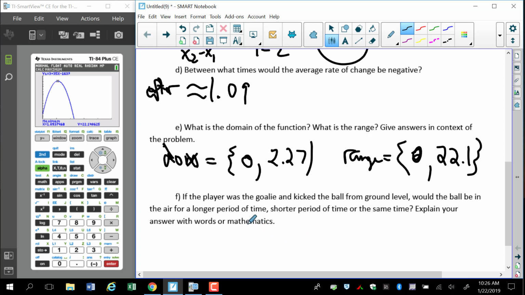If you kicked it from ground level, how would it change? Well, overall, we don't have to go back and recalculate this. What you would know, if you kicked it from the ground level, it's not going to be in the air as long, and it's also not going to reach the maximum peak. This whole graph is going to be shifted down about 3 feet. So its maximum height, instead of 22.1, would be around 19.1. and it would take less time to go up in the air. So it'd probably land somewhere around 2 seconds instead of 2.1 seconds.